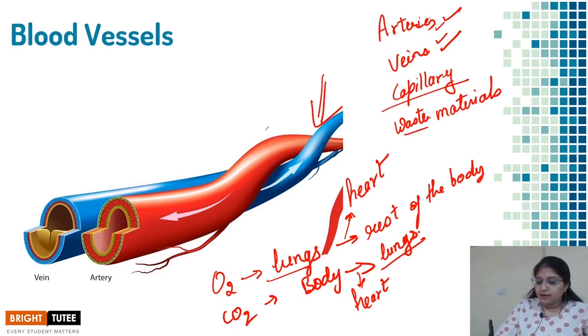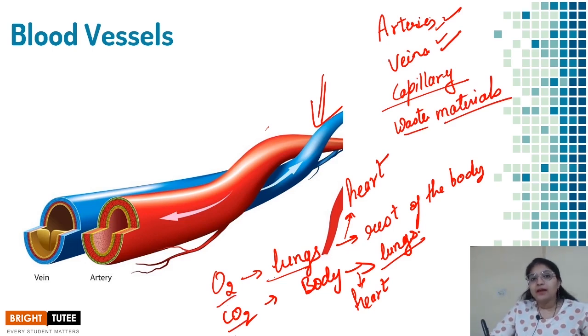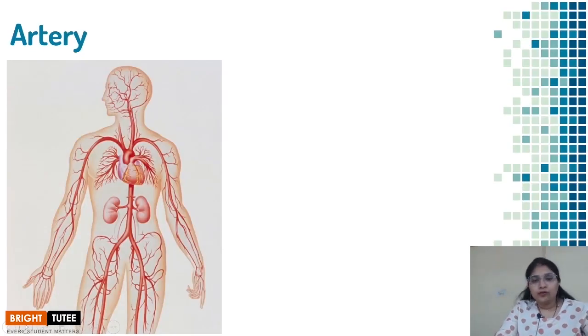Why are we discussing this? Why are we discussing the movement of oxygen and carbon dioxide? Because this will give us a better understanding of the function of arteries and veins. First of all, let's talk about the artery.